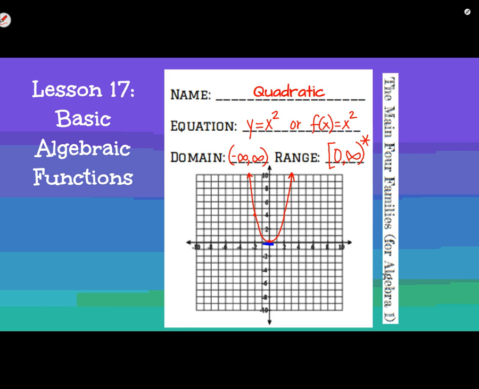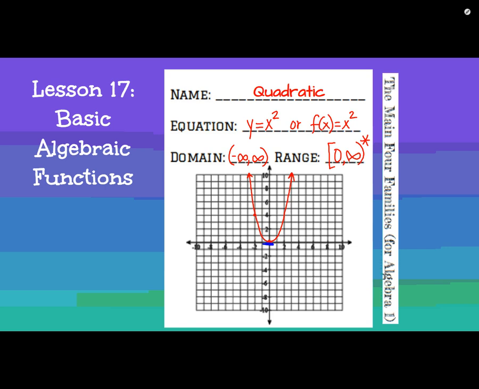Your range will change as your function changes. So if I drop this down to like -4, then it will go from -4 to infinity. If I pick it up and shift it up 1, it'll go from 1 to infinity. So as my function moves around, I will be changing its range, not its domain. Every quadratic has a domain from negative infinity to positive infinity.